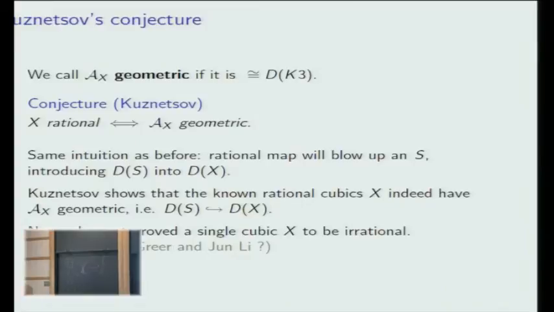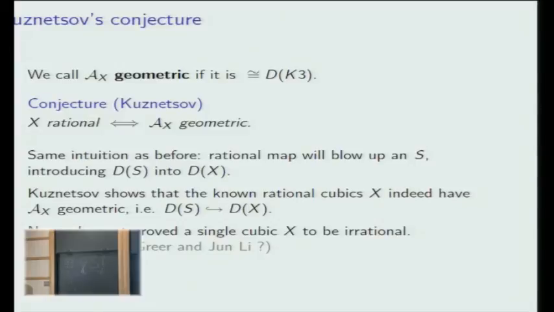And Kuznetsov went through the known rational cubics, which are essentially the examples I've just done. And he proved that indeed the derived category of a K3 surface S embeds in the derived category of the cubic fourfold in every case. Essentially, I've shown you how to do that, more or less. I showed you all the correspondences, and those can be lifted to Fourier-Mukai kernels.